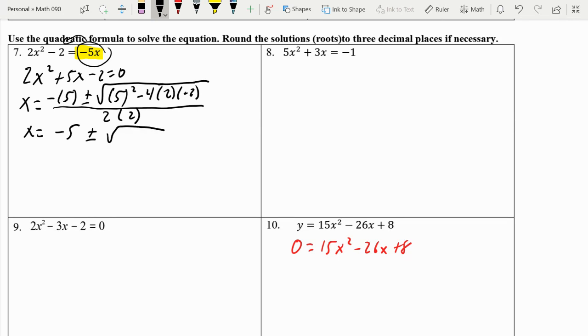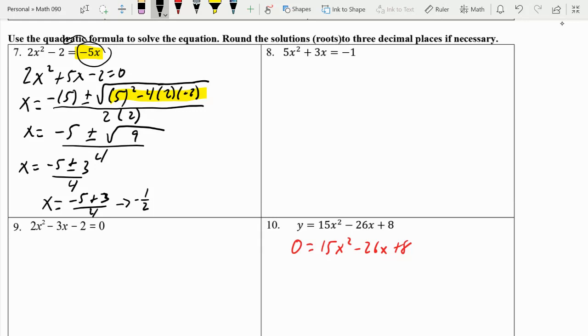Grab your calculator. All this mess that's underneath, plug it into your calculator, and you end up with 9 all over 4. So we have negative 5 plus or minus 3 all over 4. And remember, since we have two answers, I'm running out of room here, x is equal to negative 5 plus 3 over 4, which ends up giving me negative 2 over 4, which gives me negative 1 half.